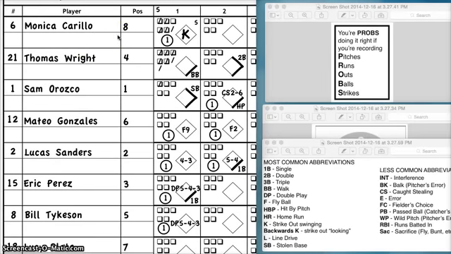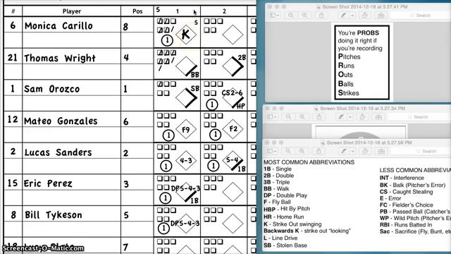How to record balls and strikes. Most scorebooks have 5 boxes in each offensive player at bat box. These 5 boxes are used for recording the balls and strikes. The 3 boxes are for balls and the 2 boxes are for strikes. So if I look at this box, I can see that Monica had 2 balls and 2 strikes before this 5th pitch right here, which was strike 3, a strikeout.